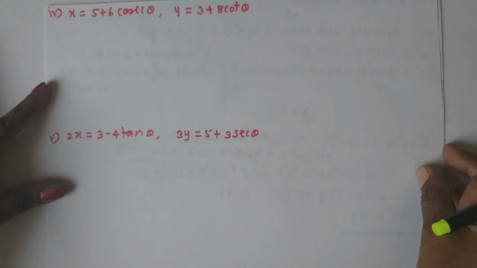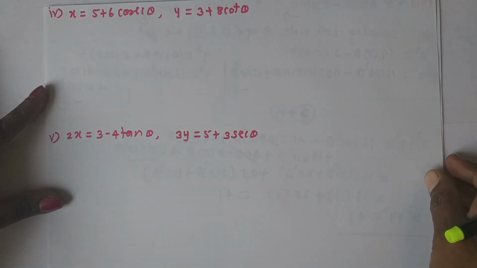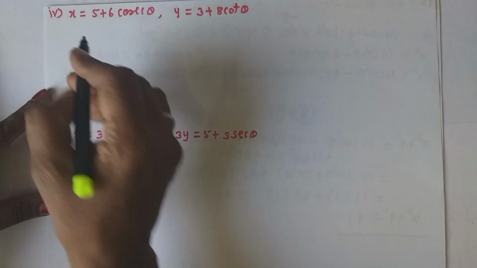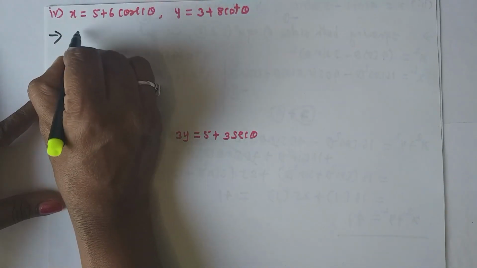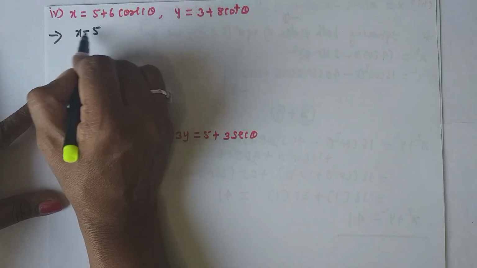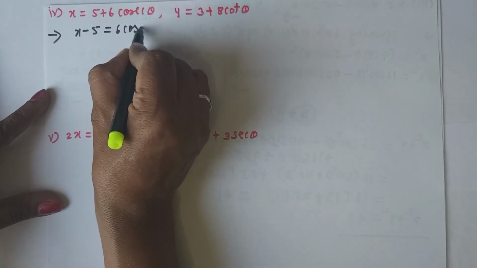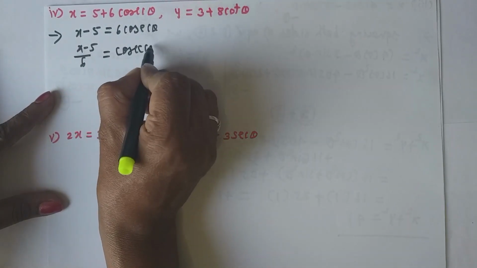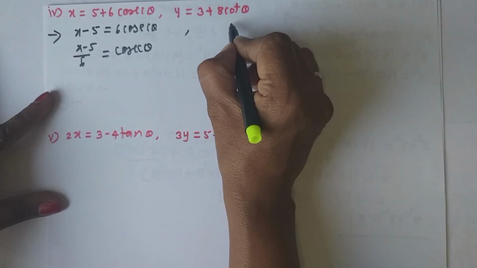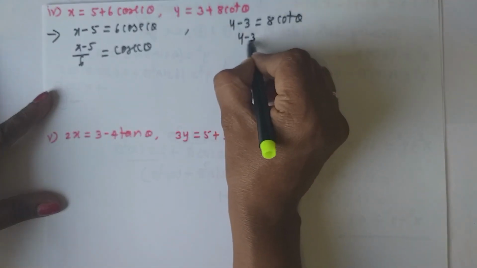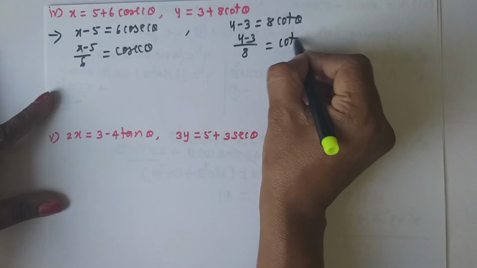Now see, question 4 is x is equal to 5 plus 6 cosec theta, y is equal to 3 plus 8 cot theta, and we have to eliminate theta from given equation. Now from this equation, first equation, I can write value of cosec theta. See here, x minus 5 is 6 cosec theta. Okay, and x minus 5 divided by 6 will be cosec theta. From this second equation, y minus 3 is equal to 8 cot theta. That is y minus 3 divided by 8 is equal to cot theta.